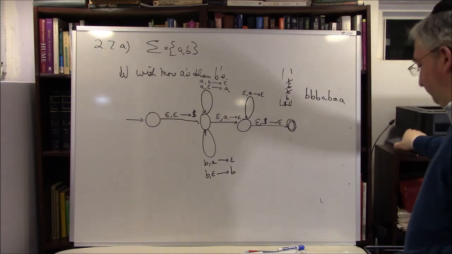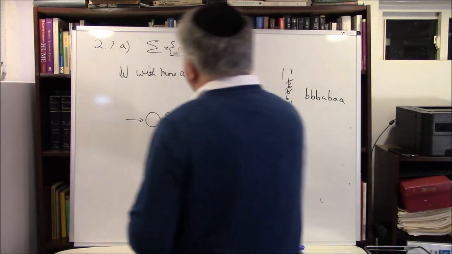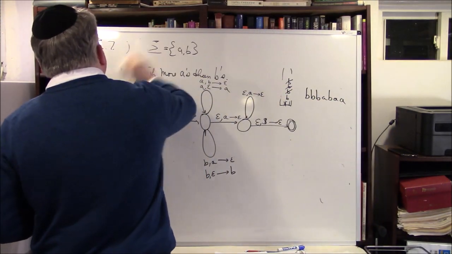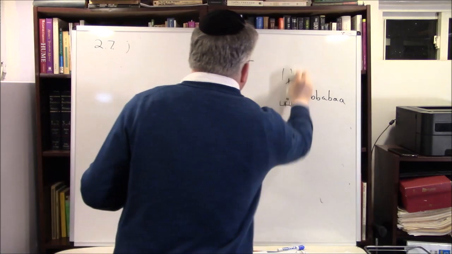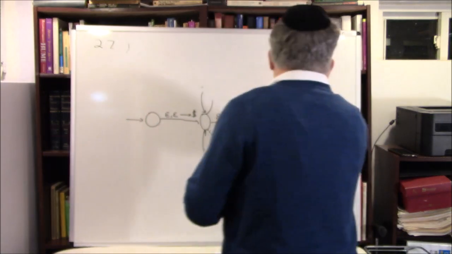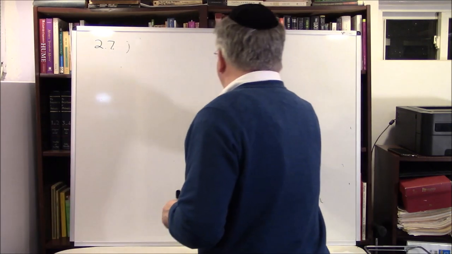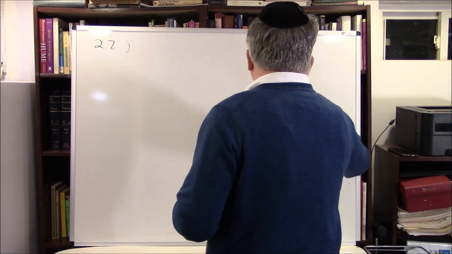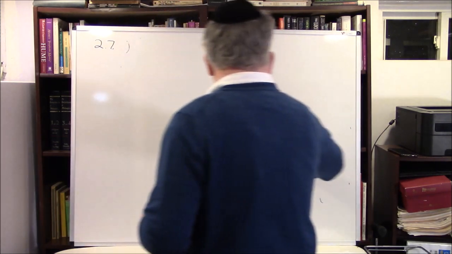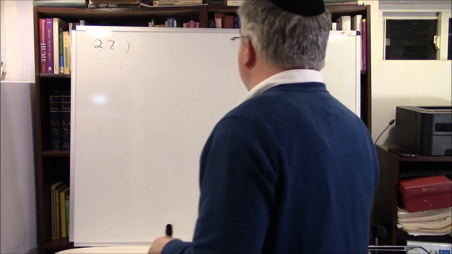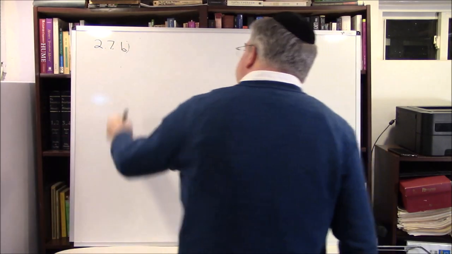Okay, great. Next, let's do, that's 27A. Let's do 27B. Okay, I don't think these things are very easy, but they're homework problems. Let's do 27B, and it's as follows.